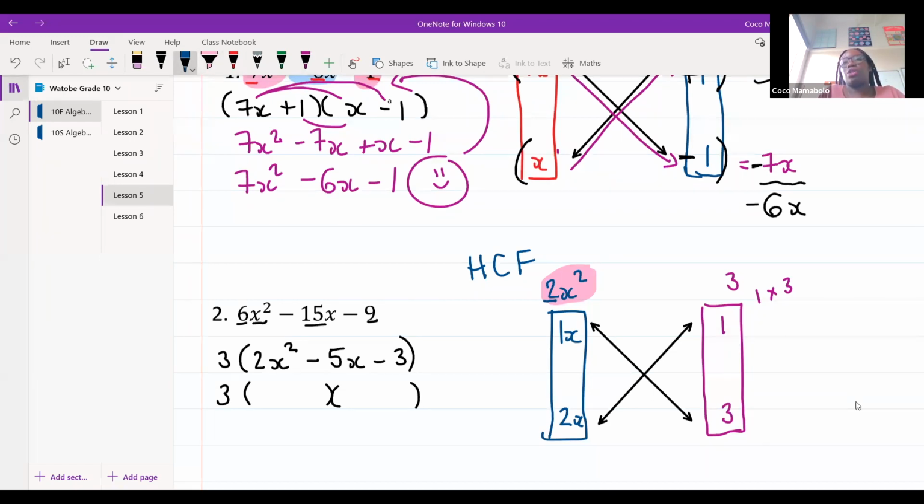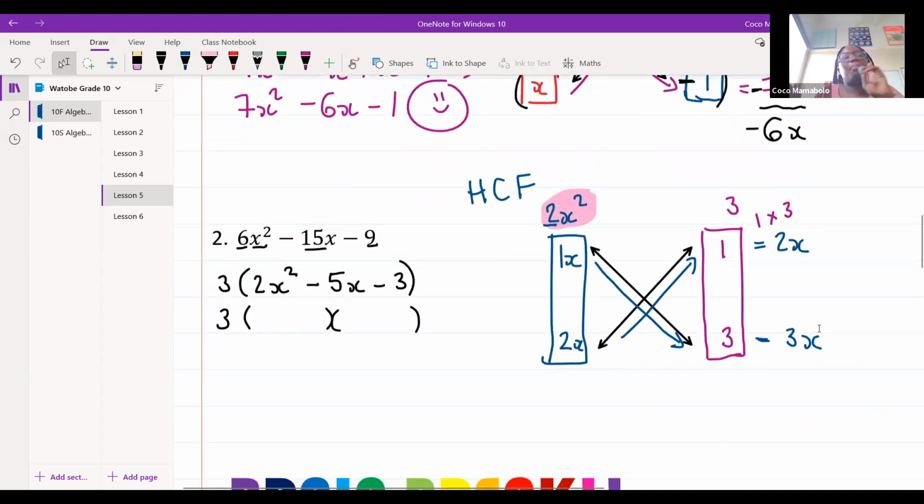I'm going to go 2 times 1. Excellent. That's going to give me 2x. And then 1 times 3, that's going to give me 3x. Excellent. Okay. This makes perfect sense, right? We're getting there, but we're going to bump into a problem. The answer that I'm looking for here is negative 5x. I'm looking for negative 5x.